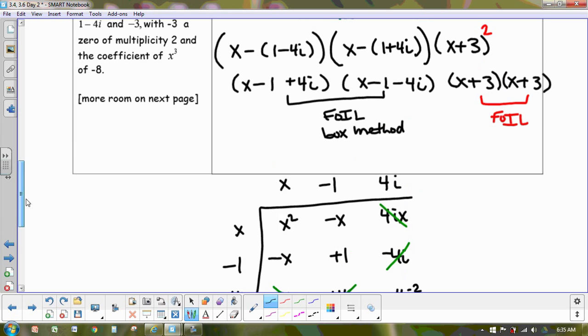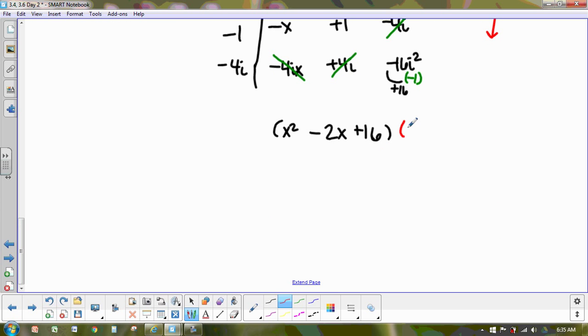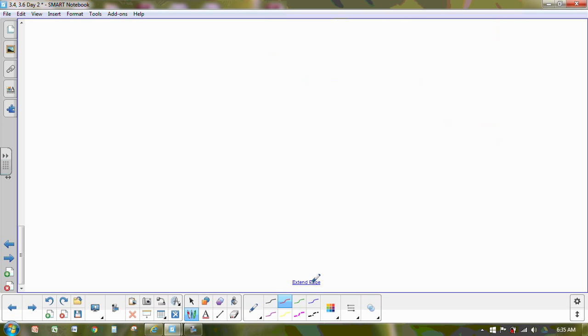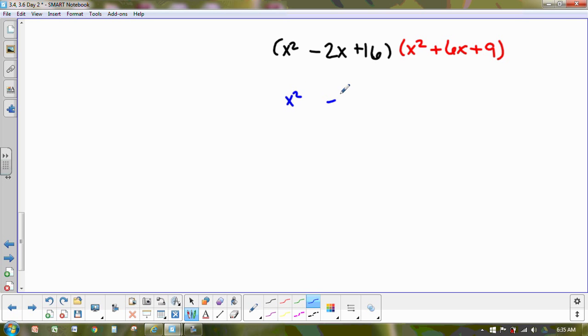And then I have the part about FOILing out x plus 3, x plus 3. And you can go off to the side and do that. You should have an okay time at this point knowing it's x squared plus 6x plus 9. They said standard form, so now I take these two and I FOIL them. And I would do the box method if I were you, just because it organizes everything. So if I write those out, so I'd have x squared minus 2x plus 16, x squared plus 6x plus 9.